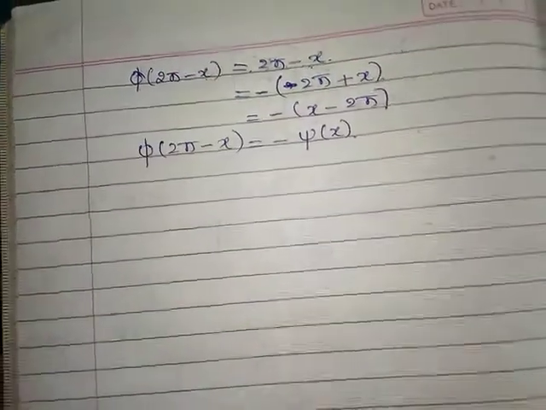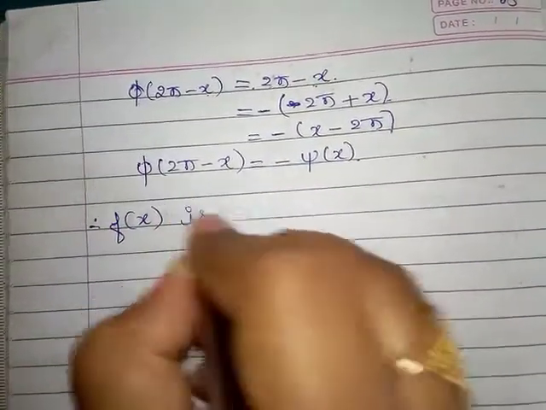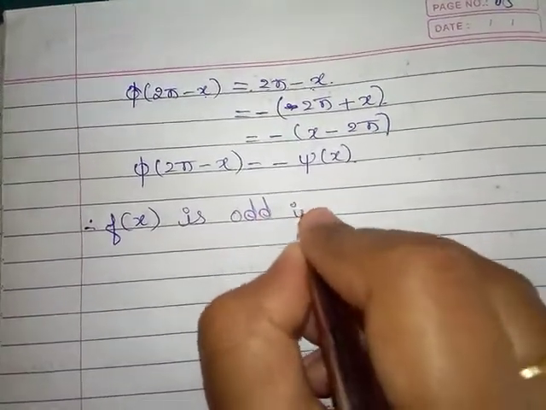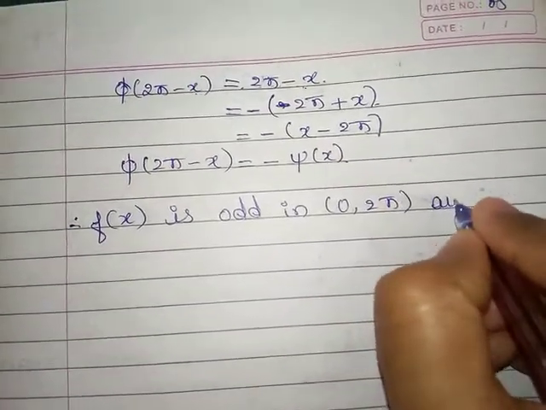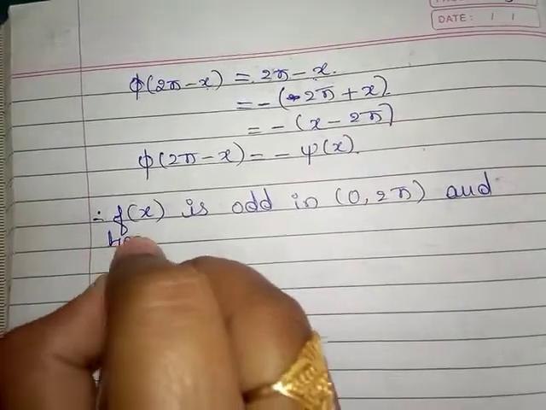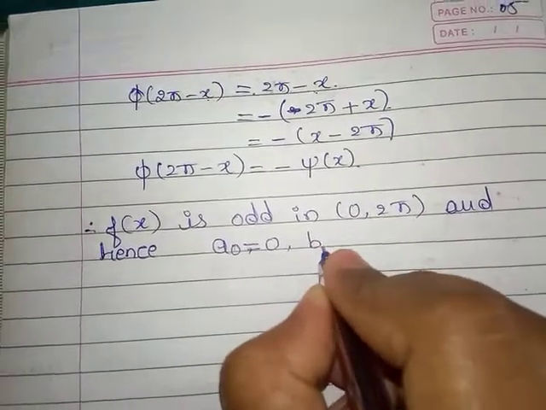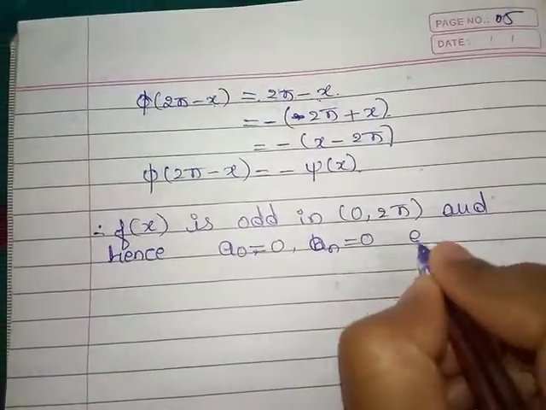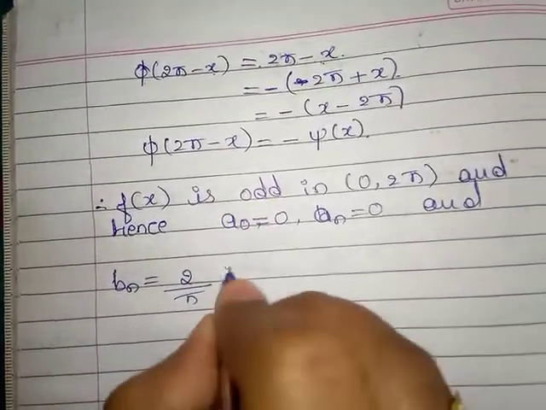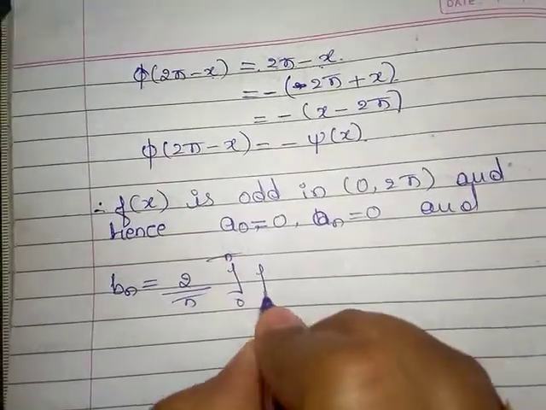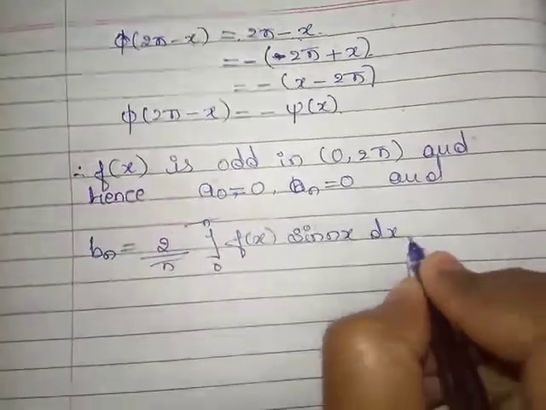Therefore, the function is odd. Therefore, f of x is odd in 0, 2 pi, and hence a0 is equal to 0, an is equal to 0, and bn is equal to 2 by pi integration from 0 to pi f of x sin nx dx. Now we have to find this integral.